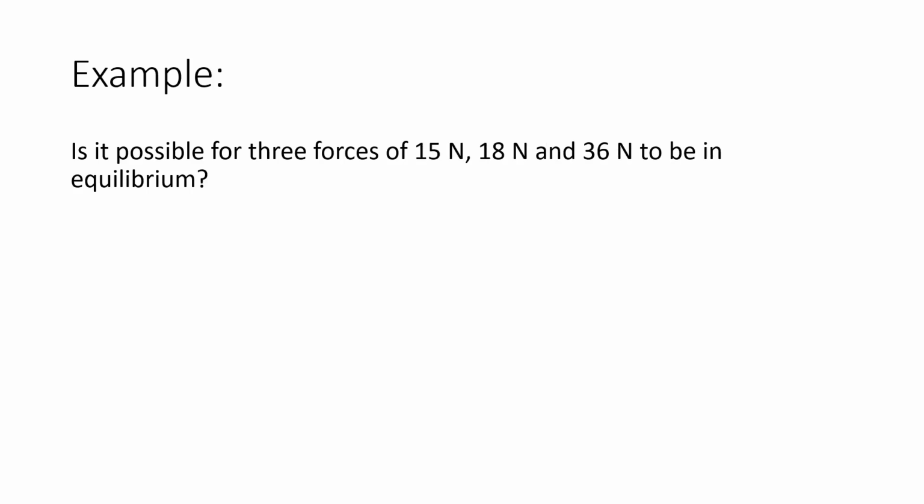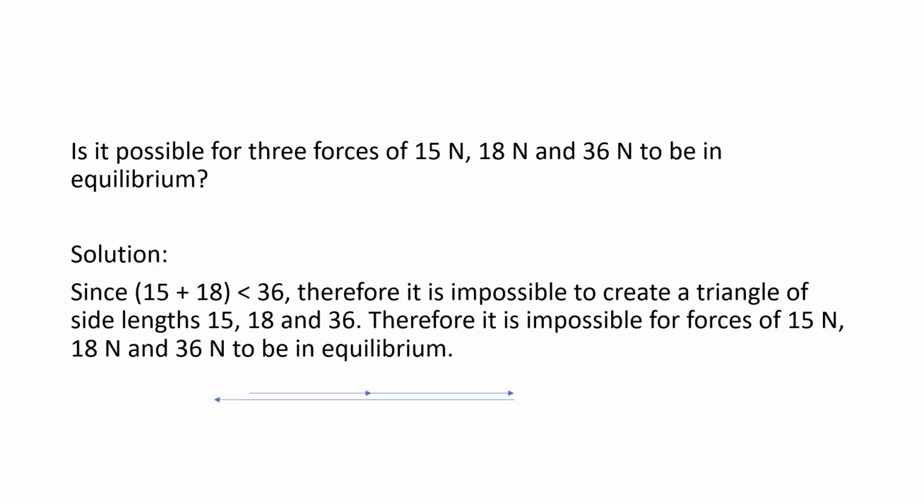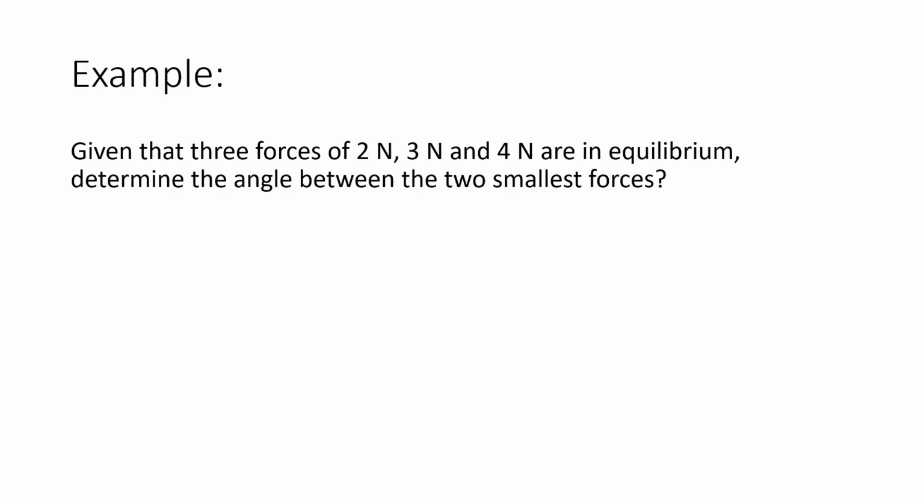Now, what's it look like when you can't do it? Well, it looks like this. 15 Newton, 18 Newton, and 36 Newton forces cannot be in equilibrium because the sum of 15 and 18 is 33. That's less than 36. So even if I make these two collinear, this third force is going to get me back here, and I'm not closing it off. There's a gap here. I'm not in equilibrium. There is a non-zero net resultant. So it's impossible for those forces to be in equilibrium.